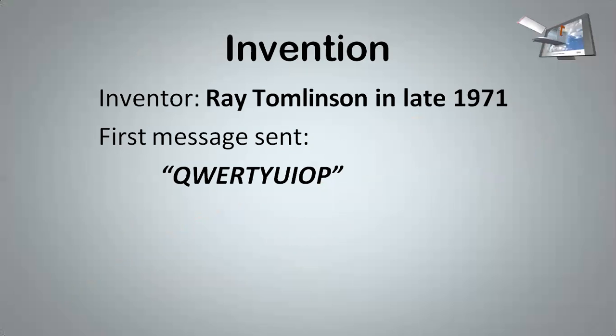Email was first invented in the year 1971 by the inventor Ray Tomlinson. The first message sent by email was the first row of keyboard letters, that is QWERTYUIOP. These letters are nothing but the first row of alphabets on the keyboard.